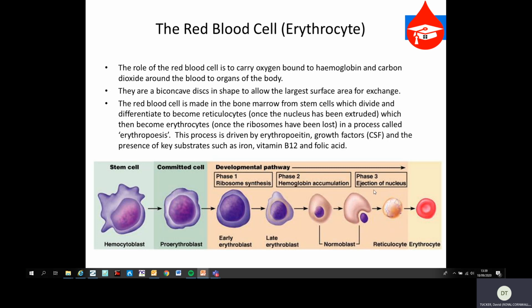So that's your red cell production, and then once the red cells are made, they last about 120 days in circulation, although that can be shortened if the patient is particularly unwell. Before that, they are recycled in the liver and spleen. The components are removed and then returned to the bone marrow.